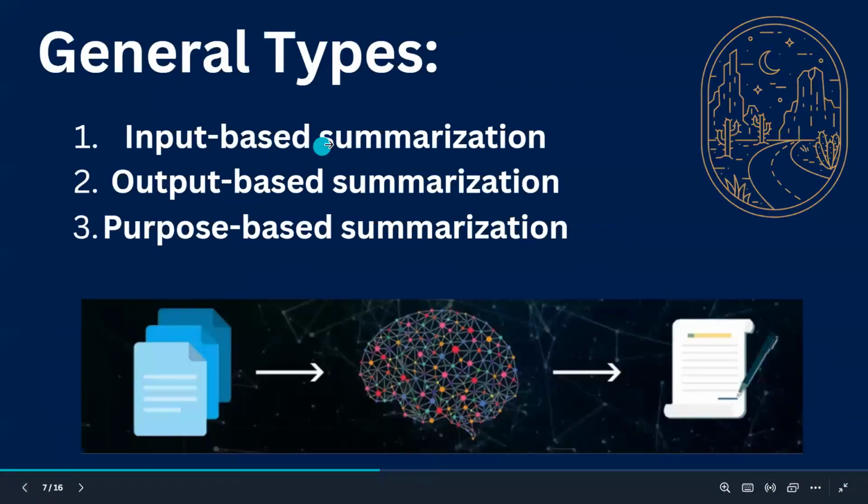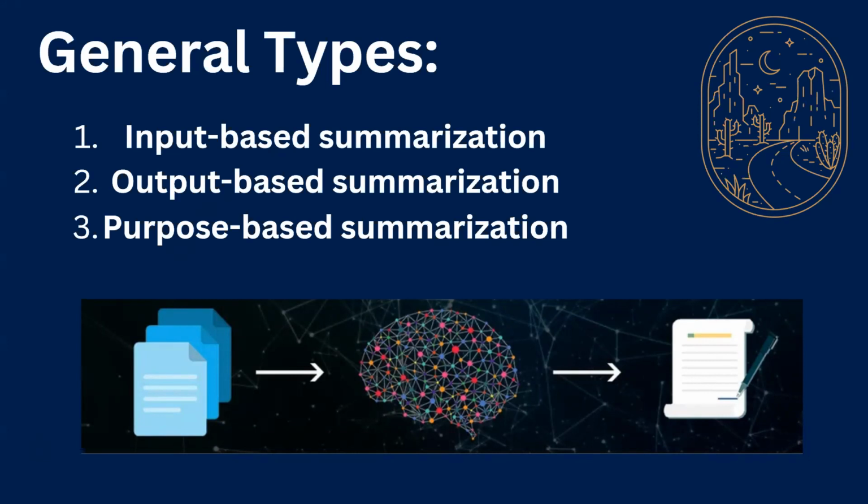What is input-based summarization? It is one of common way to classify text summarization based on the input or source of the text being summarized. For example, we can classify summarization as single document summarization, where the input is single document, or multi-document summarization, where the input is a collection of multiple documents. Multiple document summarization can be more challenging than single document summarization, as it requires the ability to understand the relationships between multiple texts and to synthesize information from multiple sources.